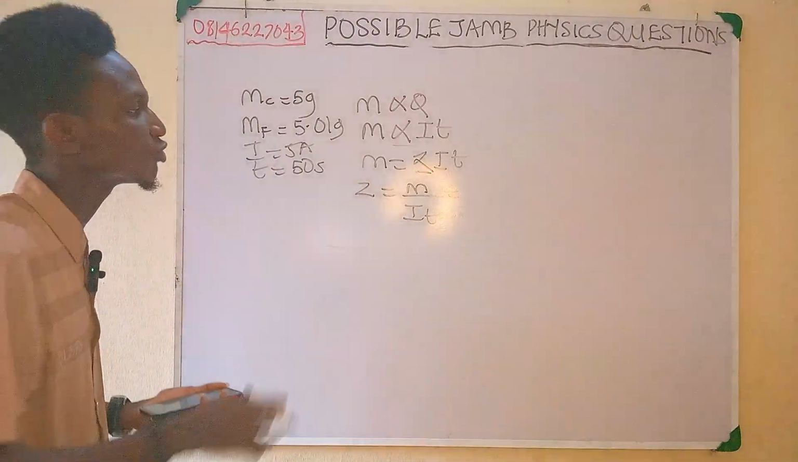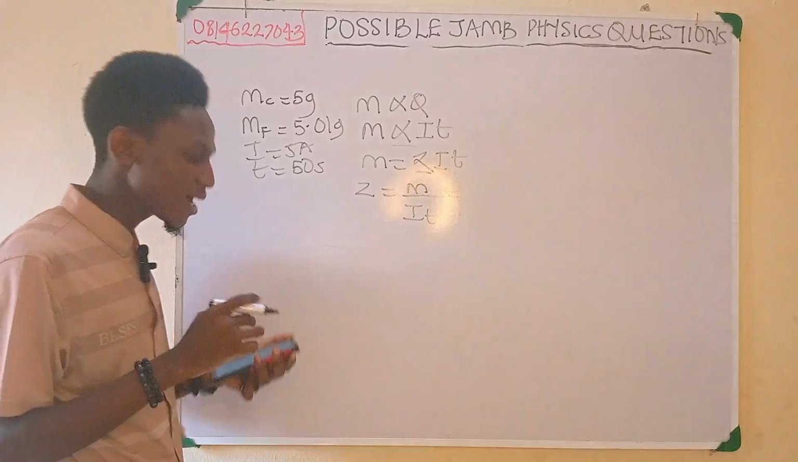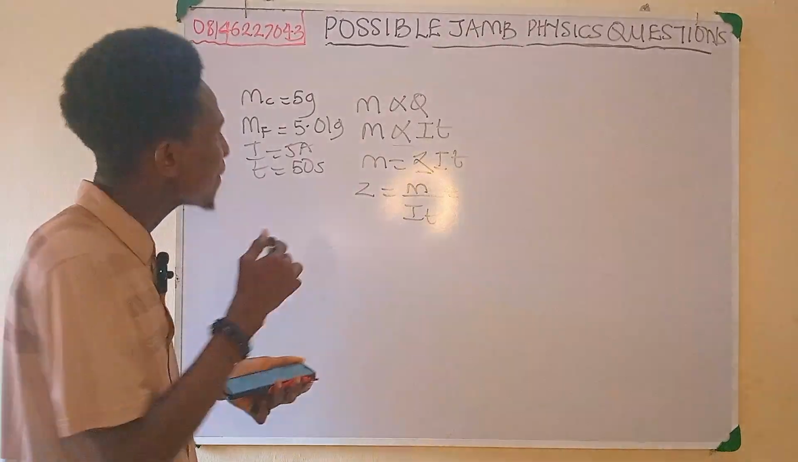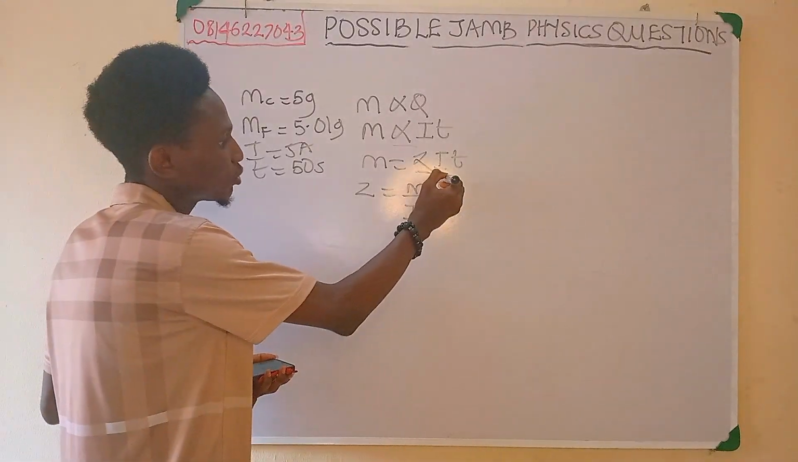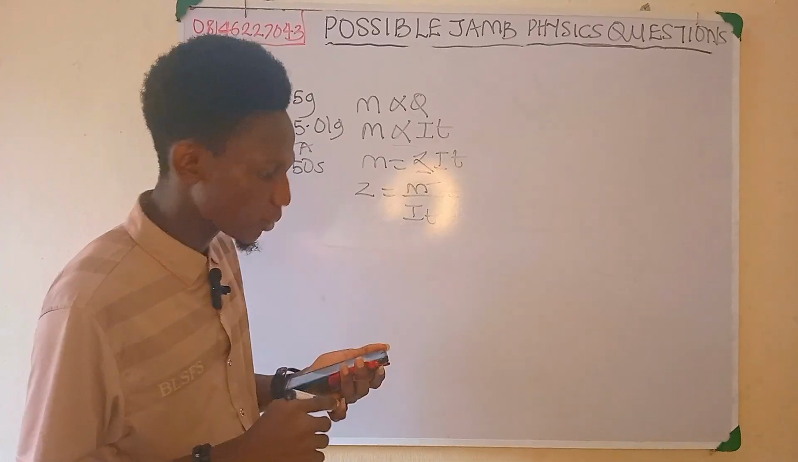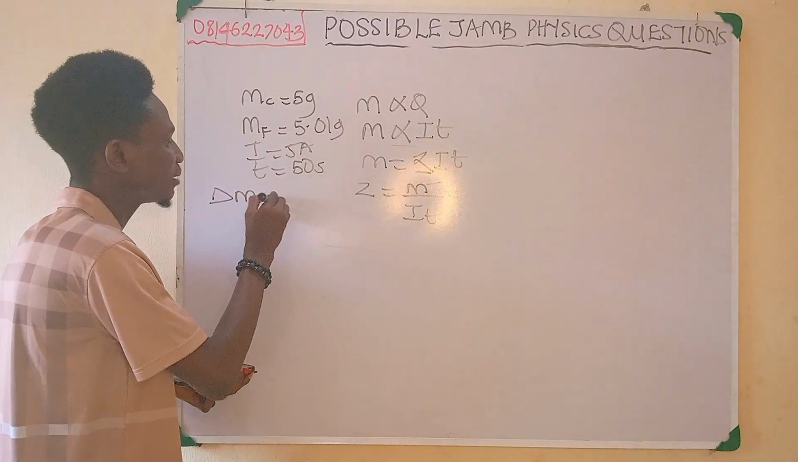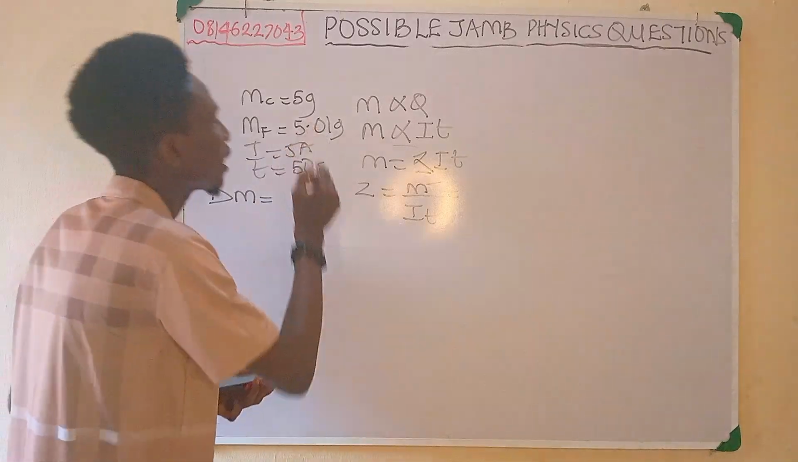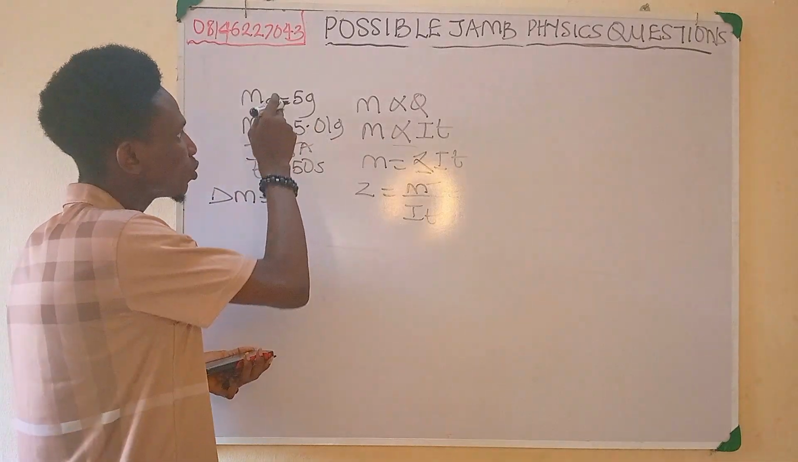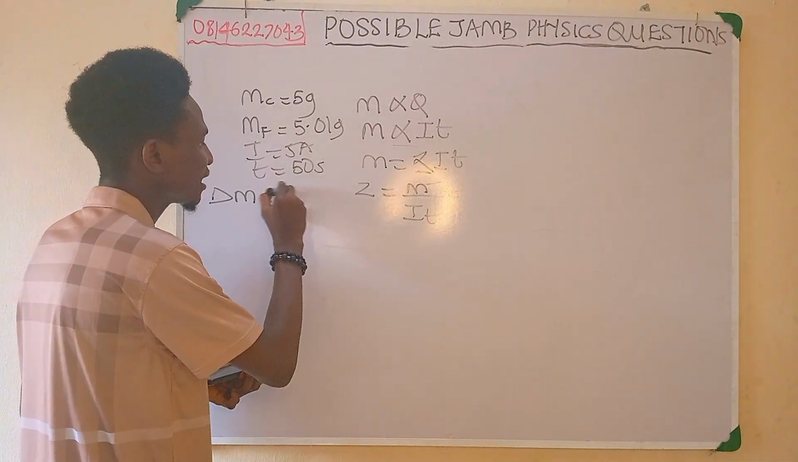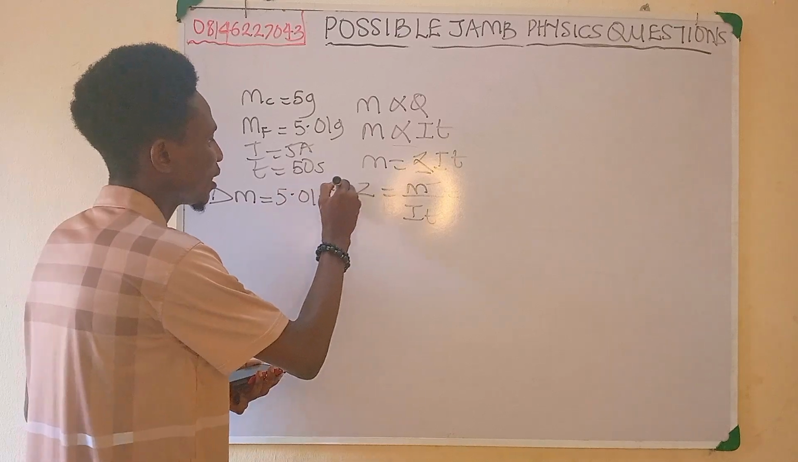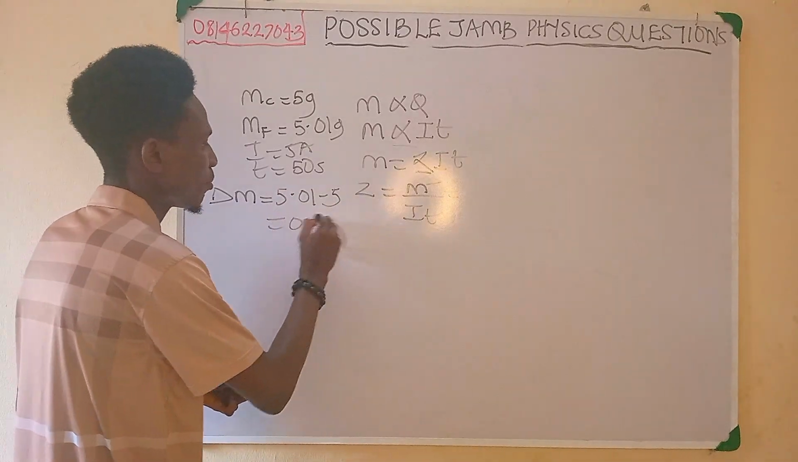Now please take note, don't just rush and go and use 5. M in this formula is the mass deposited. Please take note, it's not just mass. So we have to look for the mass deposited. The mass deposited is the mass of the cathode after electrolysis minus the mass before electrolysis. That's 5.01 minus 5, so that is 0.01.